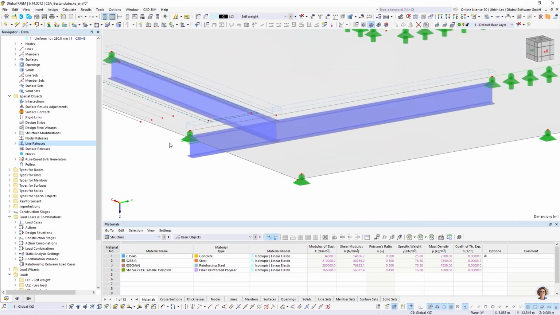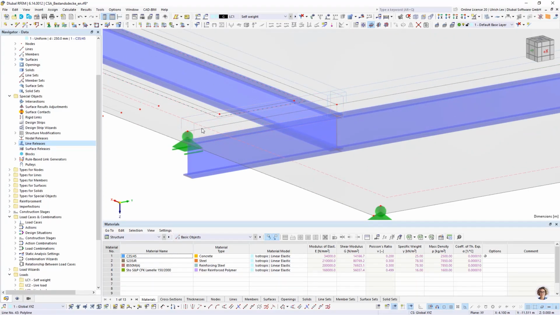So now it's a case. What is the line release doing? The line release creates here new nodes. So my surface node is node 41, and the member node is node 76.